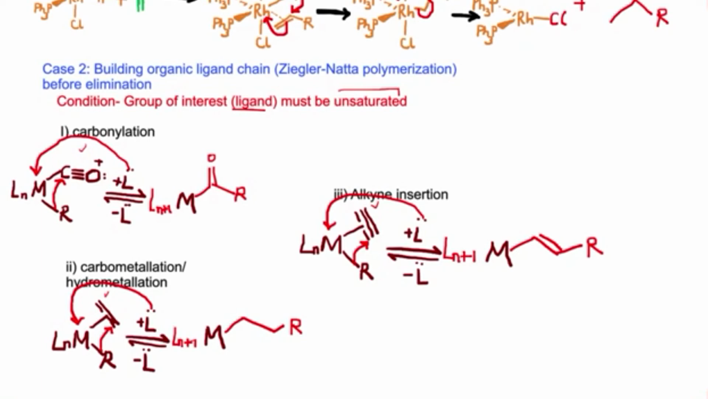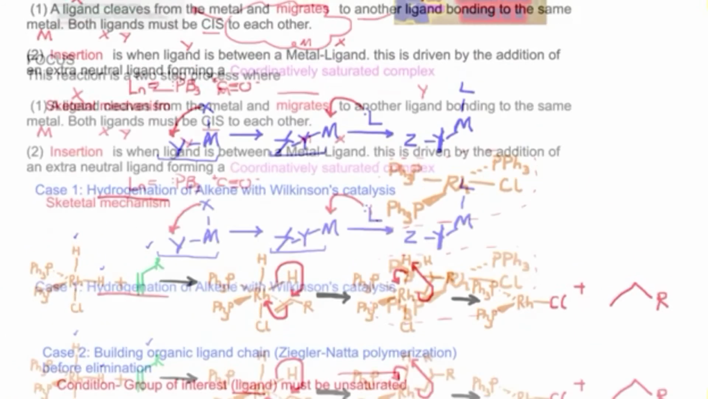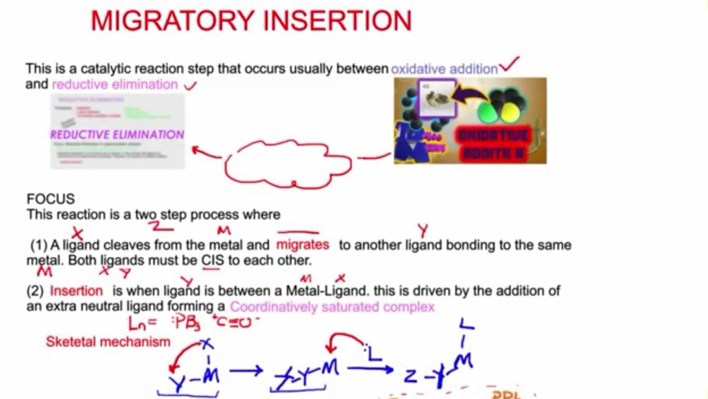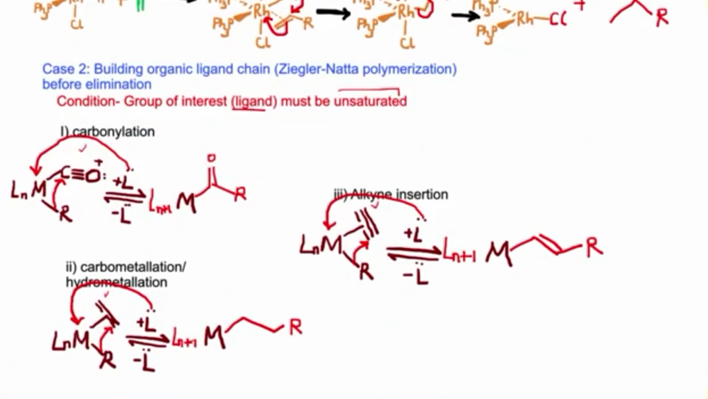So that's about it for these particular reactions here. Hope you're able to understand the migratory insertion, where we're migrating first before inserting into a bond that is between a metal and a ligand, which is facilitated by a neutral new ligand inserting itself to form a coordinatively saturated complex.